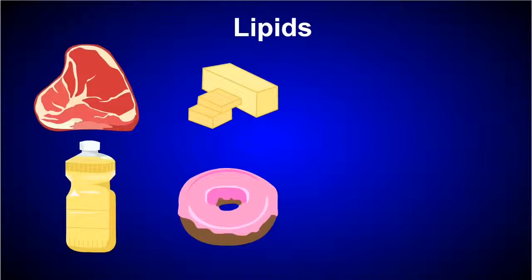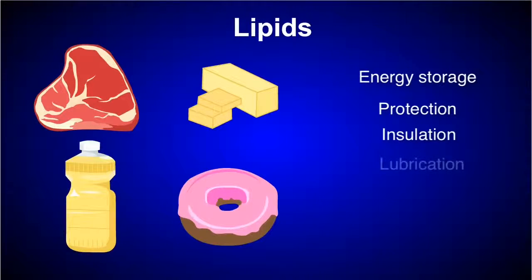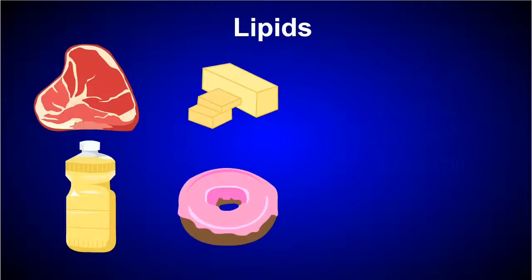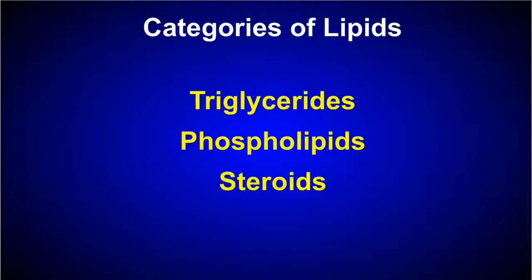organisms. While the primary function of lipids is long-term energy storage, lipids are also used for protection, insulation, and lubrication. They also act as precursors for some hormones and are a key component of cell membranes. There are 4 basic groups of lipids. These are triglycerides, phospholipids, steroids, and waxes.